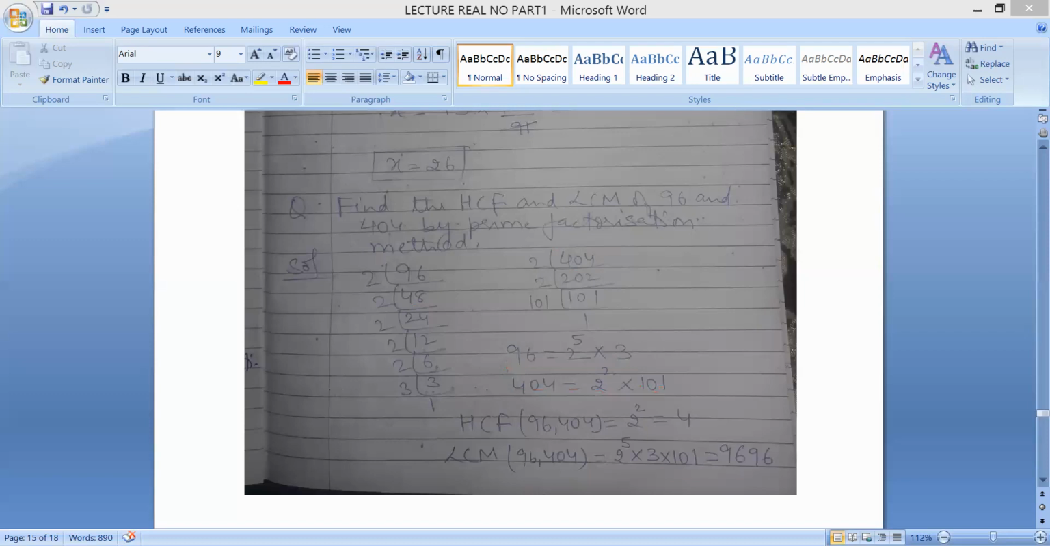This is a very simple question. If you go to the NCERT exercise, you will get question number 1, find the prime factors. But here the question is in the example: find the HCF and LCM of 96 and 404. After that we will move to the next page.